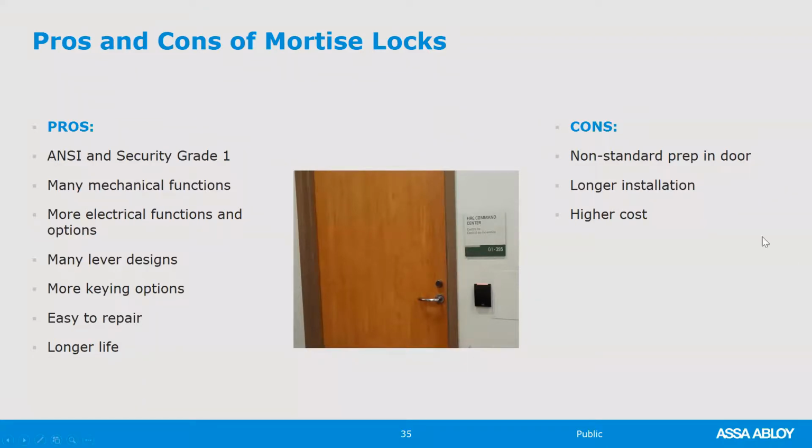The cons: the pocket itself is a standard prep in the door, but the face hole preps are going to be different based on the different functions and the manufacturer. It does take a little bit longer for installation, but once it's installed, then it's pretty durable. And it has a slightly higher cost to procure, but cost of ownership is going to be where you really save some money with mortise locks.